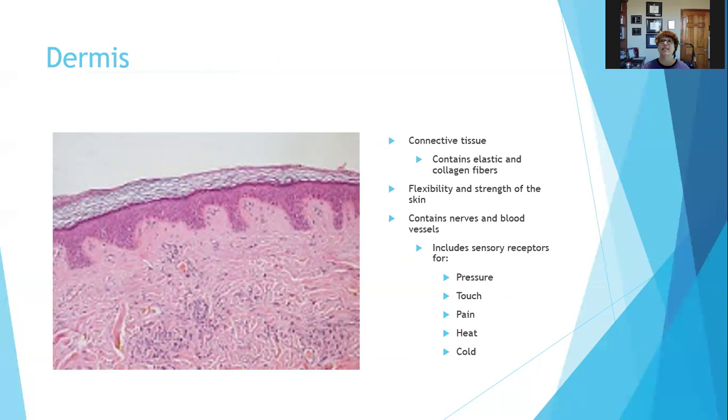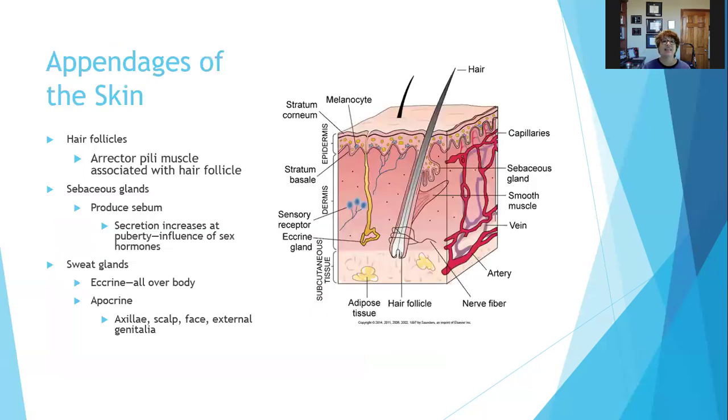That's important. The dermis provides the flexibility and strength of the skin, and it also contains nerves and blood vessels, including sensory receptors for pressure, touch, pain, heat, and cold. So a lot of our sensory information coming in from the environment is coming through the dermis to the spinal cord, to the brain. We'll talk about that in neuro. The appendages of the skin are largely located in the dermis.